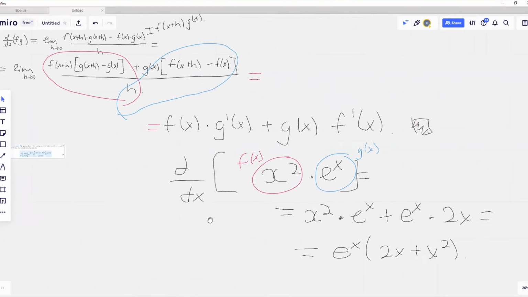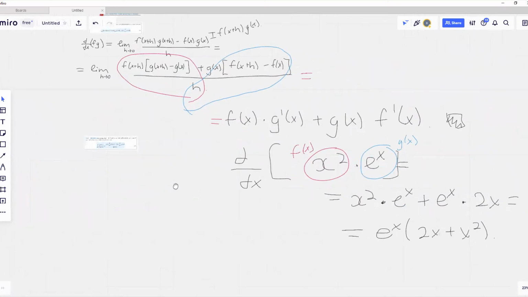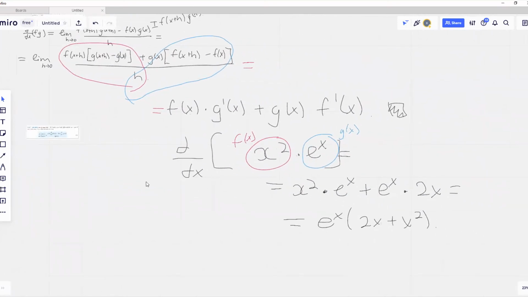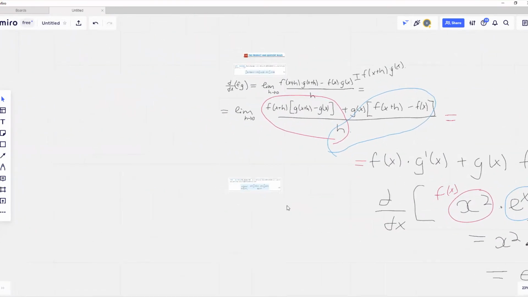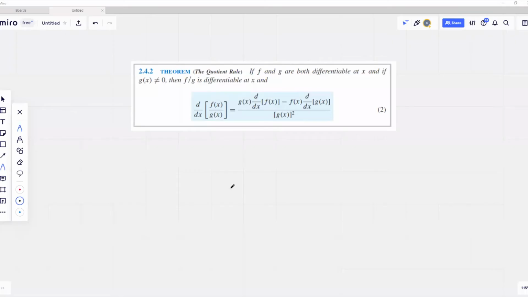Right, this is a pretty straightforward rule. We'll show how to solve some other problems using this rule later on in our next practice sheet. All right, the next rule is the quotient rule.